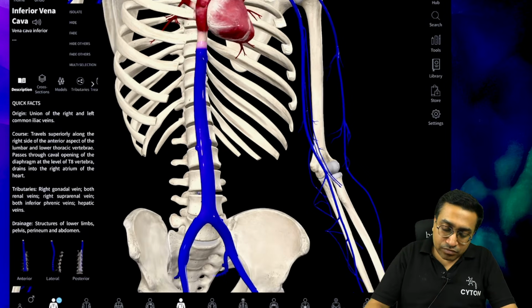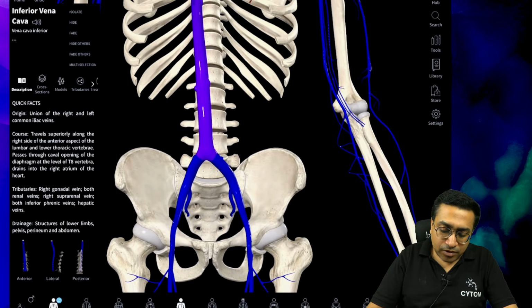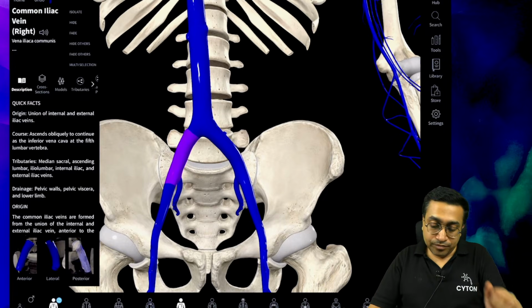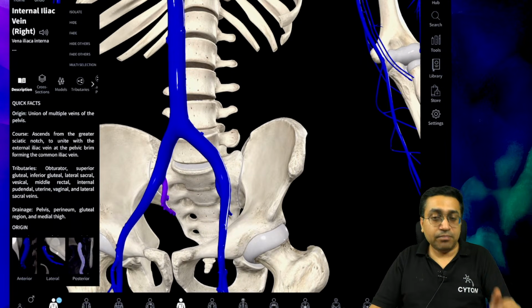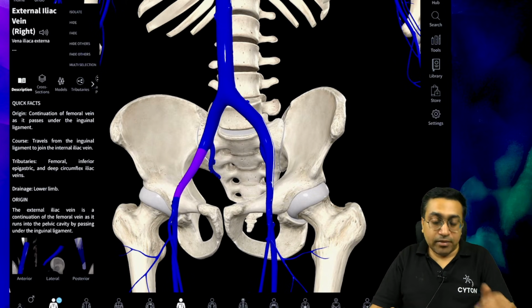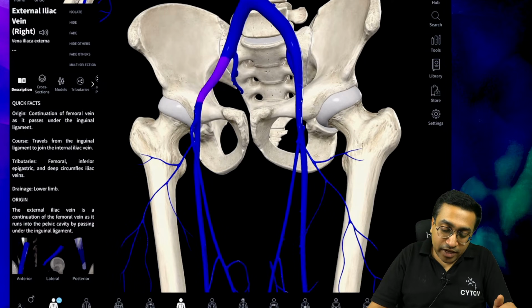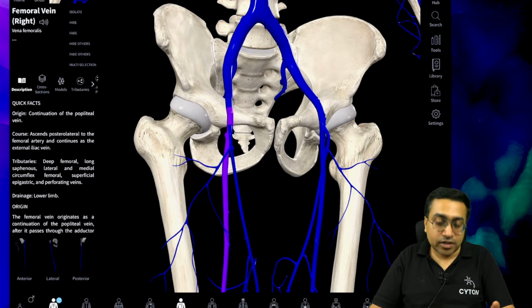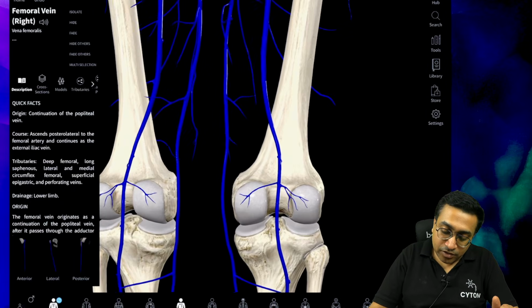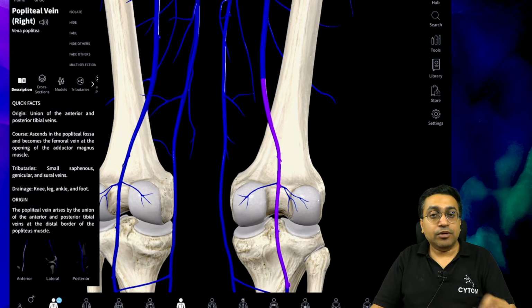Now see the names, similar pattern. The common iliac vein, similar name, that is the internal iliac vein. Then similar name, external iliac vein. External iliac vein will be carrying the drainage from which vein? That is the femoral vein. Then femoral vein will be taking the drainage from which vein? In similar manner which we have discussed, artery, popliteal vein.